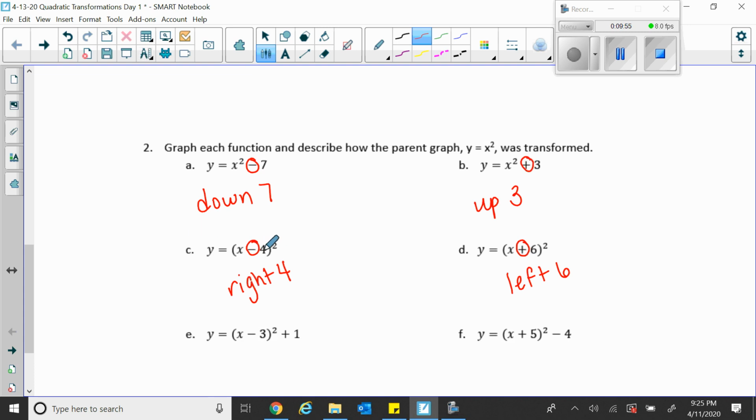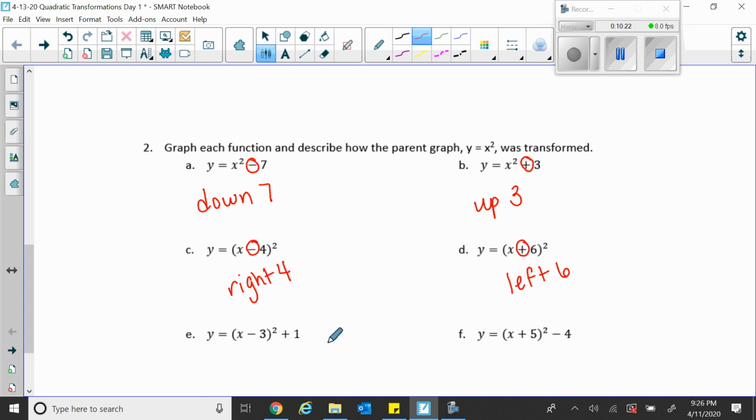When we see minus 4, our brains typically think it's going to go left 4, but it's opposite when it's inside the parentheses. It goes right 4. And same thing on D. When we see plus 6, our brain wants to think, oh, it's probably going to move it right 6. But again, it's opposite. So if it's plus 6 and it's inside the parentheses, it's going to trick you, and it's actually going to move it left 6. So that's kind of tricky right there.